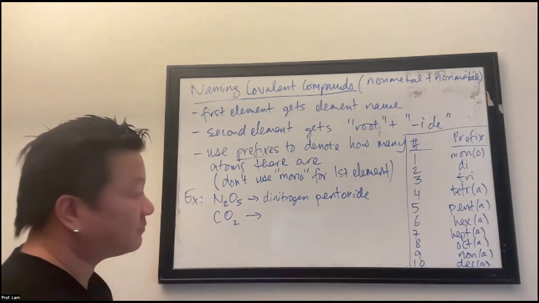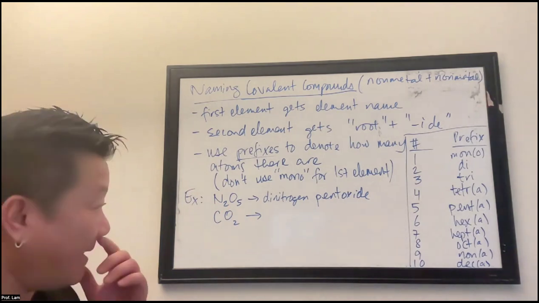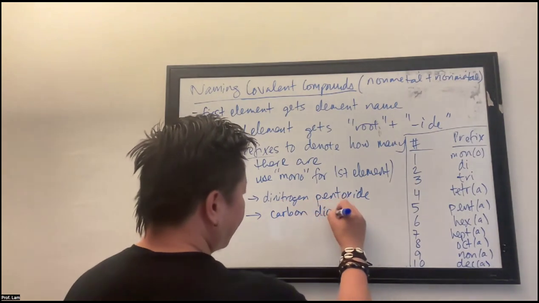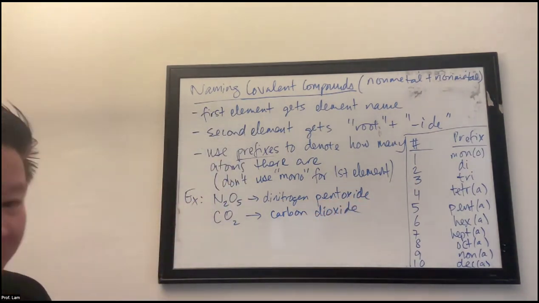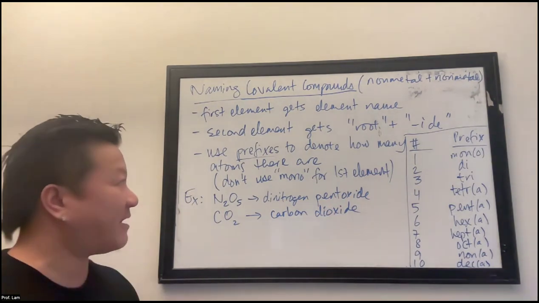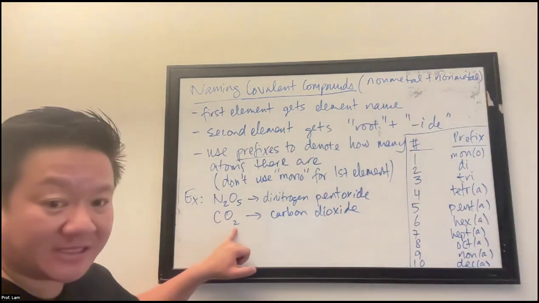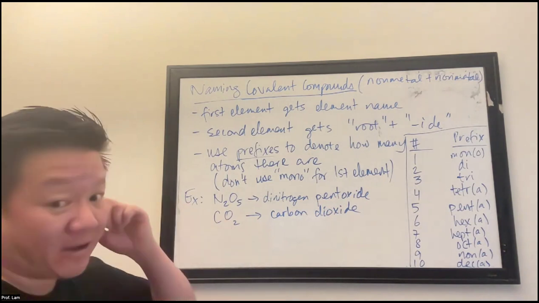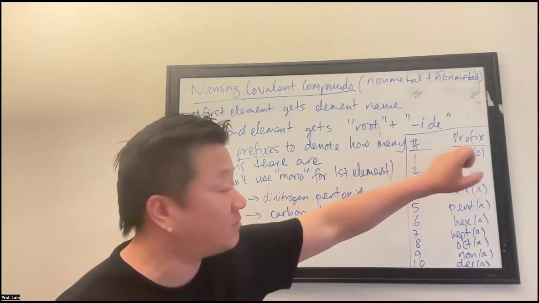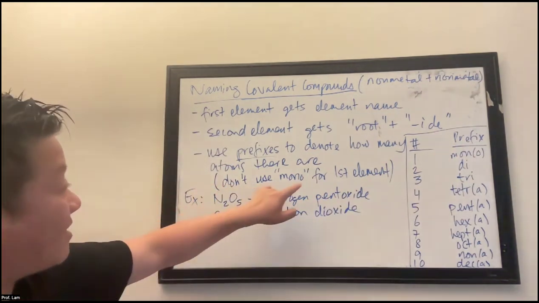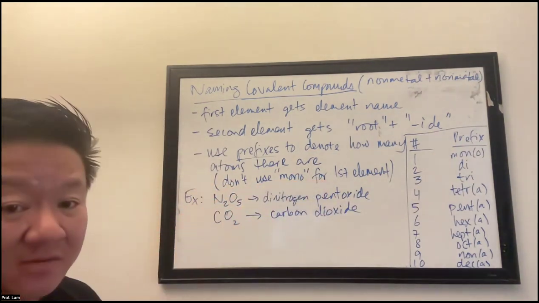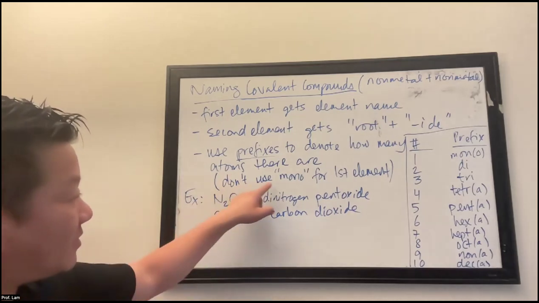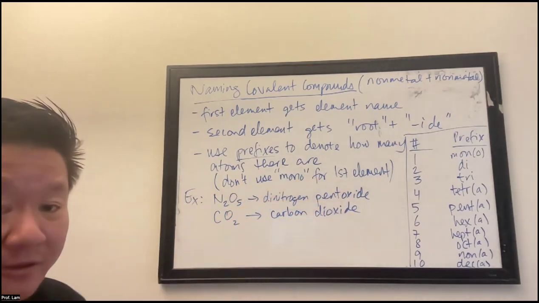All right, let's do CO2. Everybody knows this one, right? Carbon dioxide. So you already knew some of these, but now you really know the rules. You can name anything. So that's di because of the 2, oxide, carbon. Now notice, for carbon, we don't use mono for the first element. That's why it's not monocarbon dioxide. It's just carbon dioxide because we don't use mono for the first element. So keep that in mind.